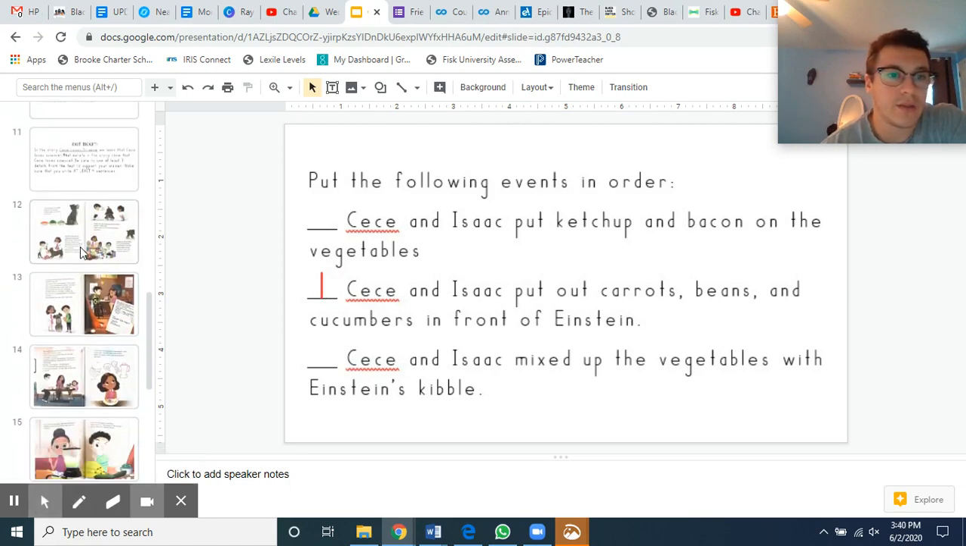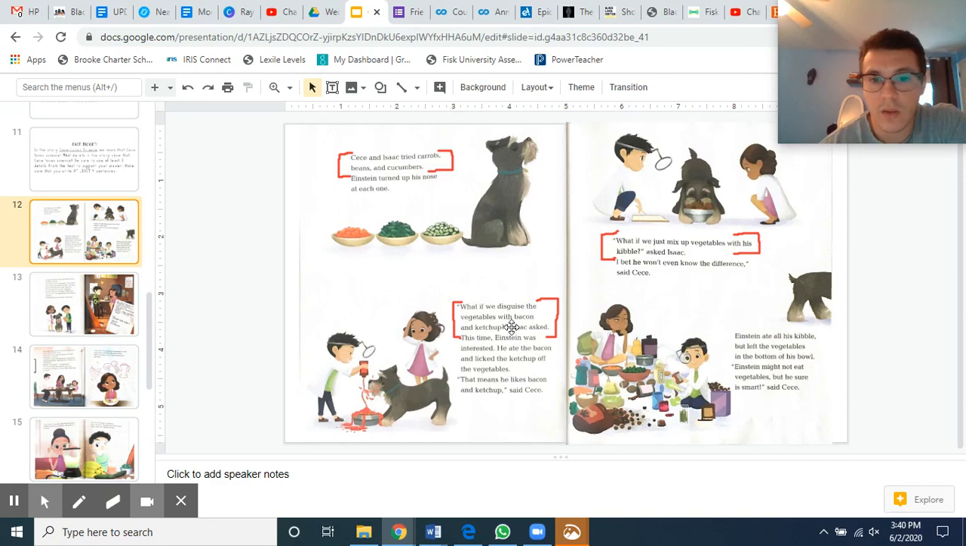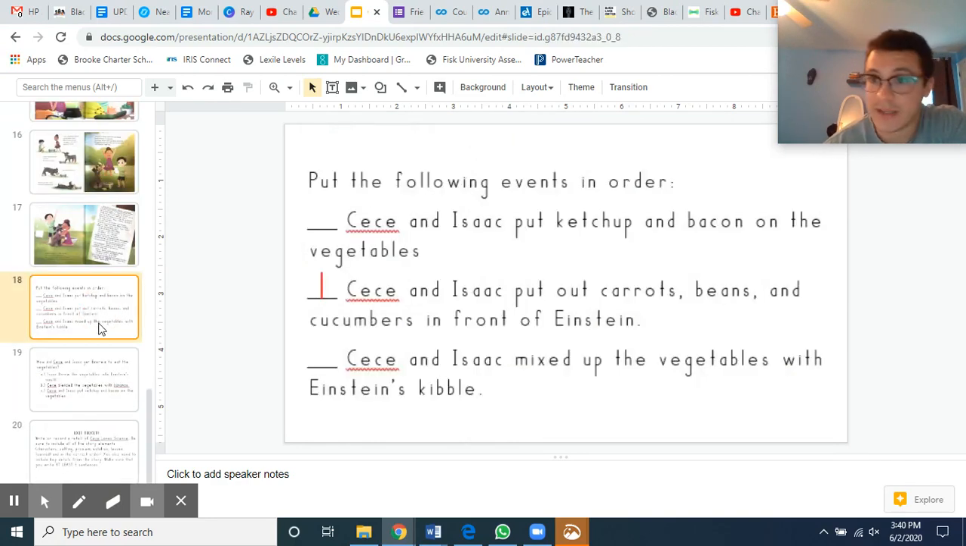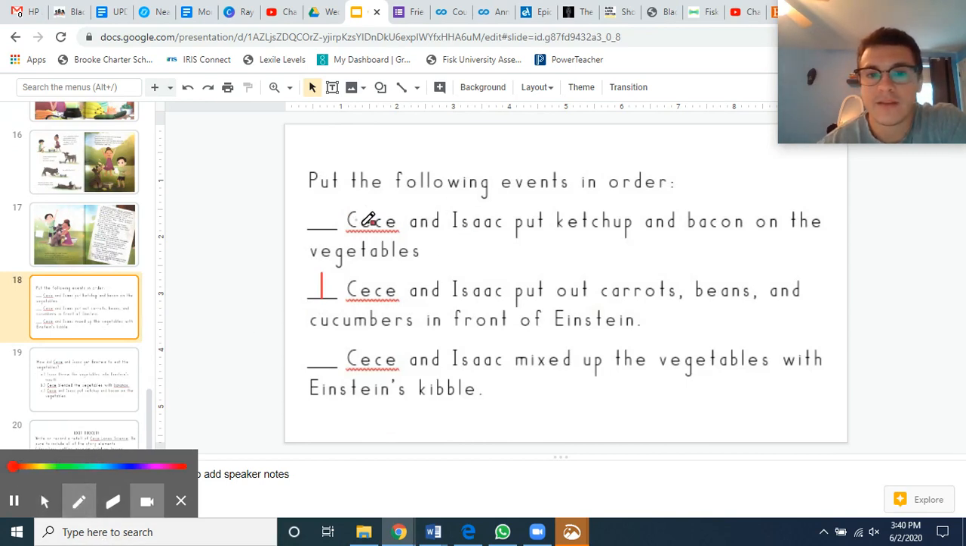All right, now let's see what happens second. What if we disguise the vegetables with bacon and ketchup? All right, now that bacon and ketchup sentence. Cece and Isaac put ketchup and bacon on the vegetables. Well, that happens second, so we'll put a 2 over here.